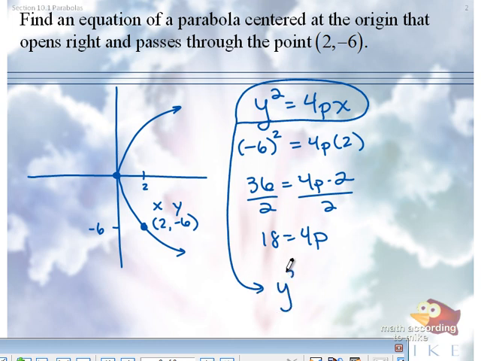And you'll say y squared equals, you just found 4P to be 18, so 18x. So this is an equation of the parabola that's centered at the origin, opens to the right, and goes through (2, -6).